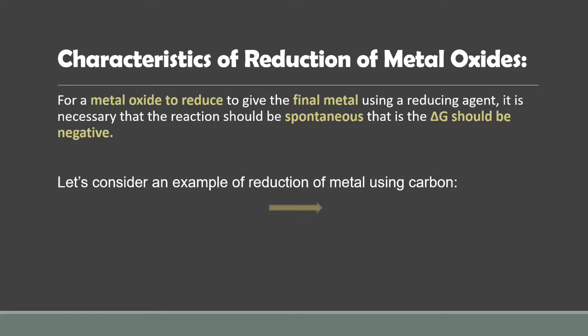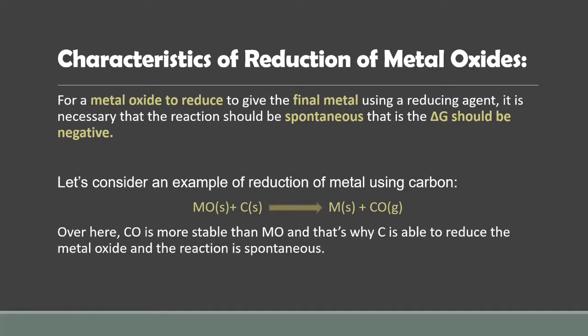So let us now take an example of reduction of metal using carbon. This is the reaction. That is, when metal oxide reacts with carbon, it gives metal plus carbon monoxide. Over here, carbon monoxide is more stable than the metal oxide, and that's why carbon is able to reduce the metal oxide, and the reaction is said to be spontaneous.